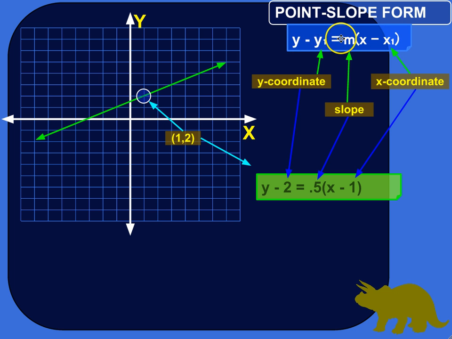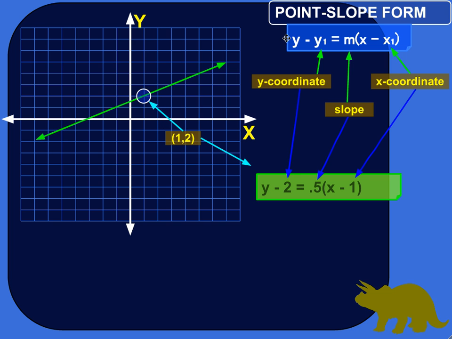y minus y1 equals m times x minus x1. What are the pieces here? x and y are just x and y. That's the independent variable, and that's the dependent variable. You plug in x, you get y.